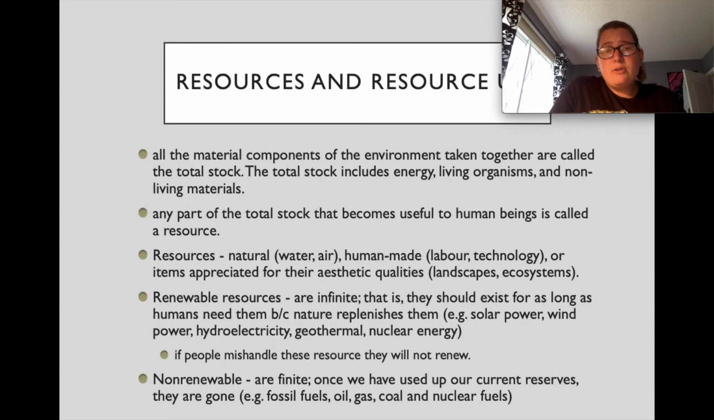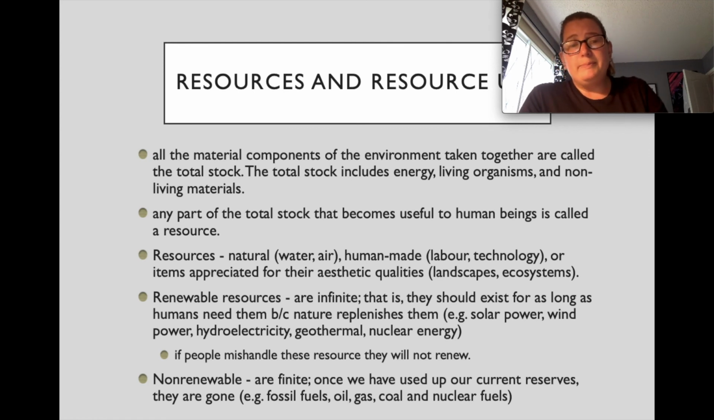So, resources and resource use. All materials and components of the environment taken together are called a total stock. The total stock includes energy, organisms, and non-living materials. Any part of this that becomes useful is called a resource. Resources can be natural or human-made. Natural is water, air, and earth, and human-made is labor and technology, or landscapes and ecosystems in terms of their aesthetic quality.